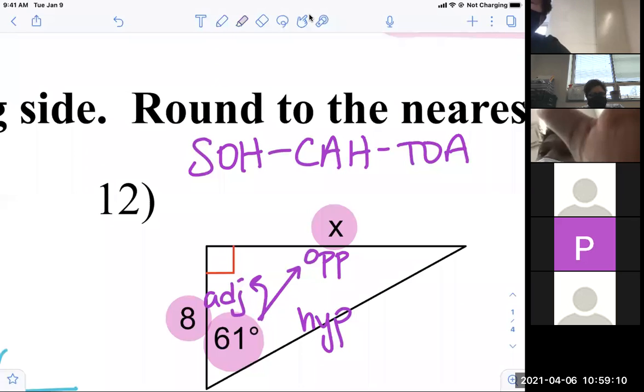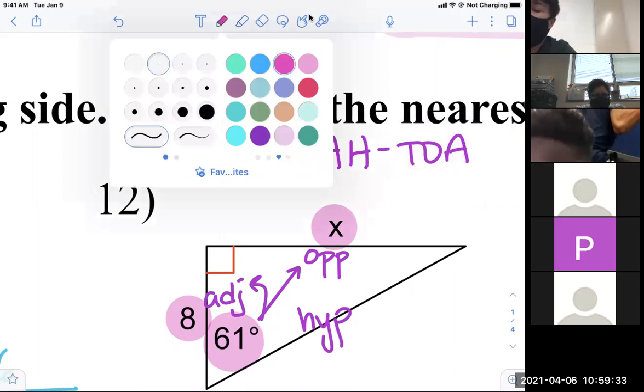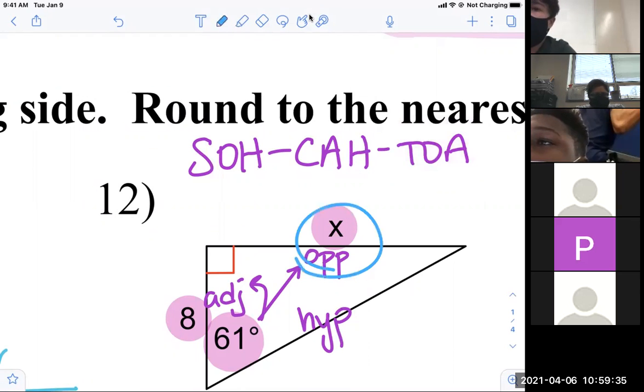So that means we're using what? Sine, cosine, or tangent? We're using opposite and adjacent, so it'd be tangent. It's opposite over adjacent, so it'll be tangent. The x is your opposite and 8 is your adjacent. Opposite and adjacent is tangent. So the tangent of 61 is x over 8.